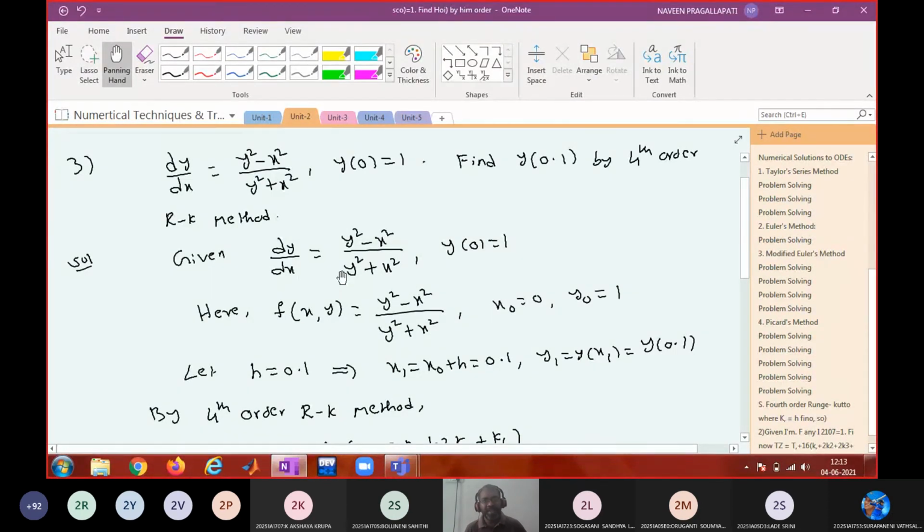So always check whether it is exact or not. If it is exact, simply apply the formula for the exact differential equation, find the general solution, and use the initial condition to find out the value of c. If it is not exact, then you have two methods: either taking y by x equal to u or y equal to ux, that is one method. The other method is the integrating factor formula.